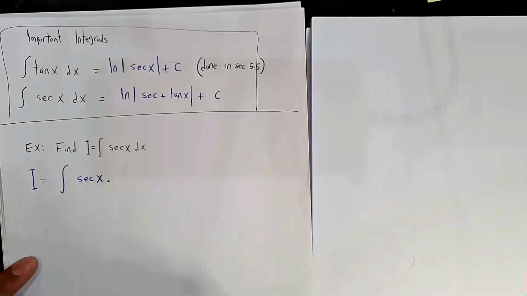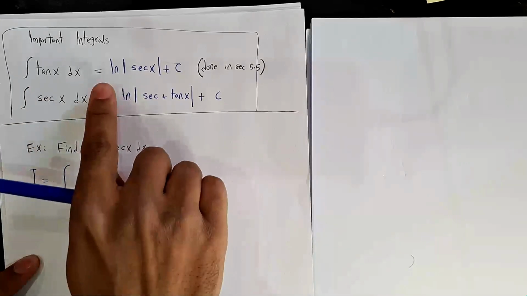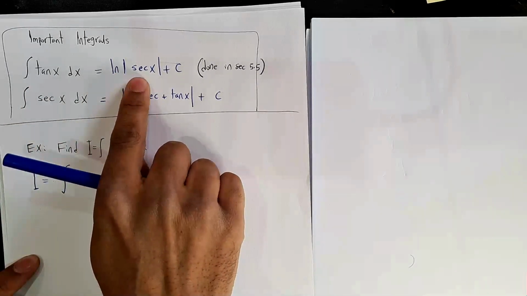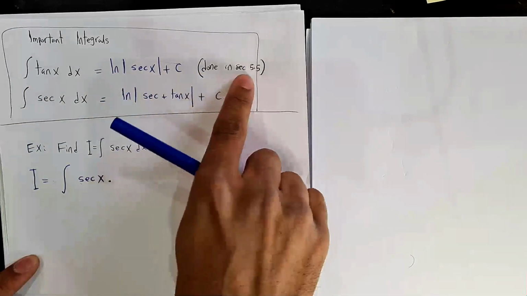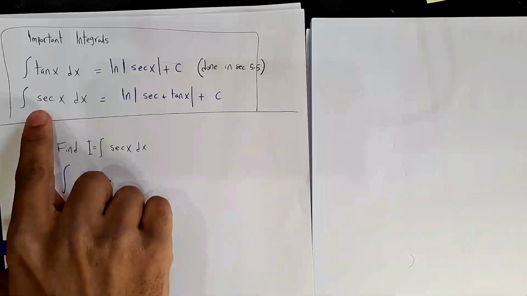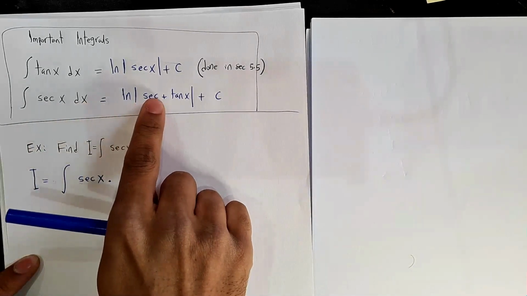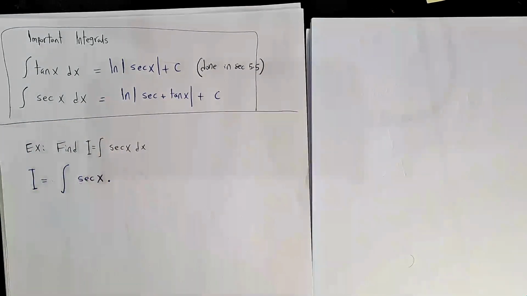Now we will talk about important integrals. The first one is integral tan x dx is equal ln absolute value of secant x plus constant c. This is done in section 5.5. You can check it. Now we will see integral of secant x dx, which is equal ln absolute value of secant x plus tan x. Let us see it here.